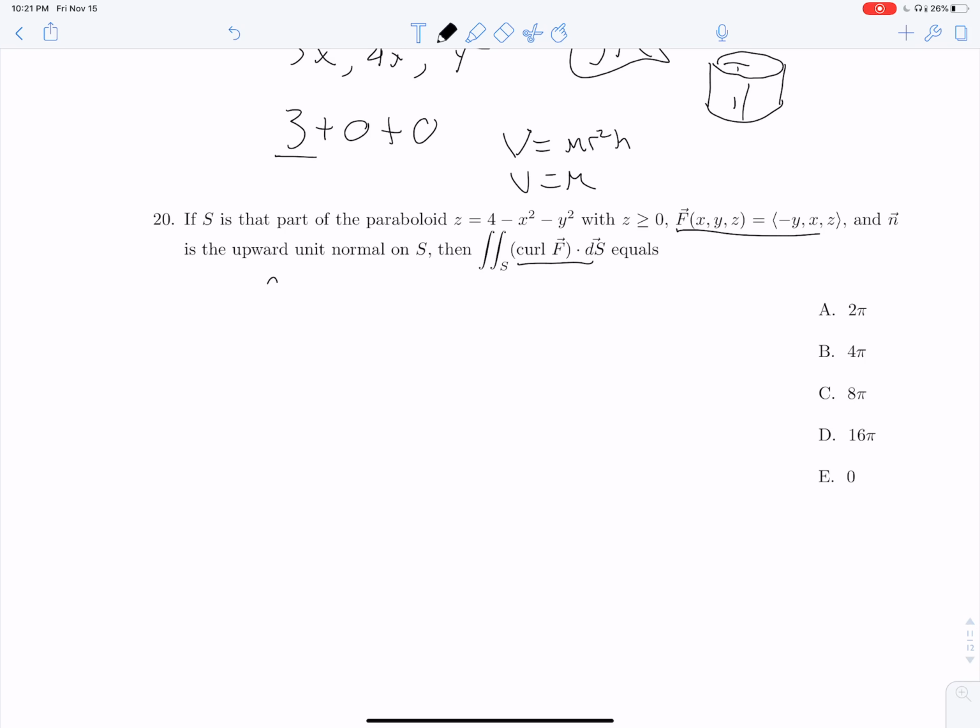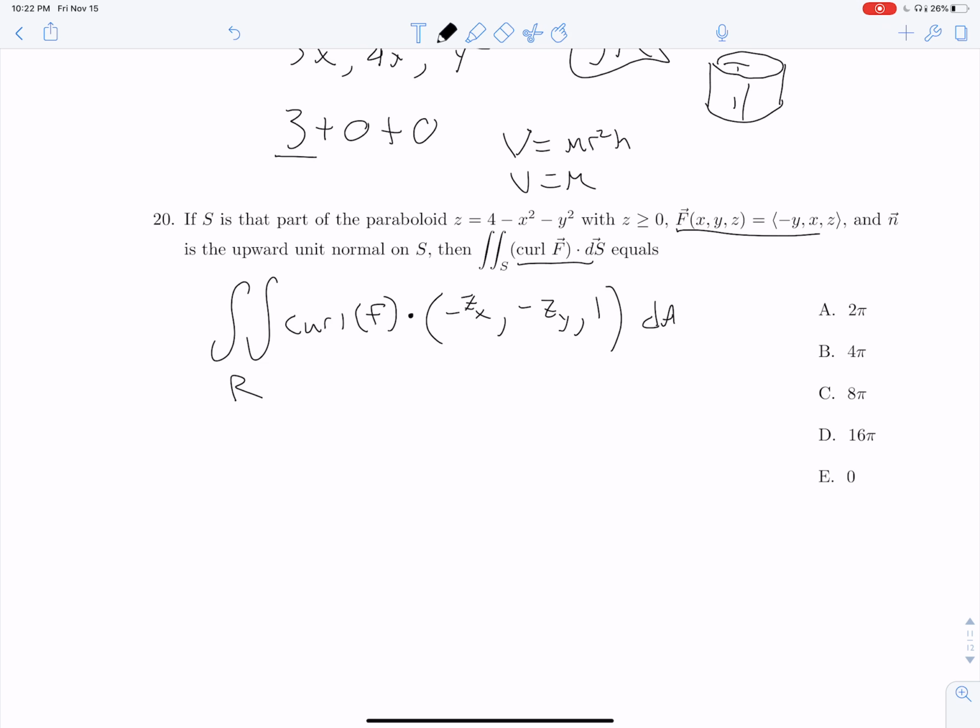So remember, when we're taking a Stokes integral, we need curl F, and instead of dS, we need negative zx, negative zy, comma 1, dA_r.